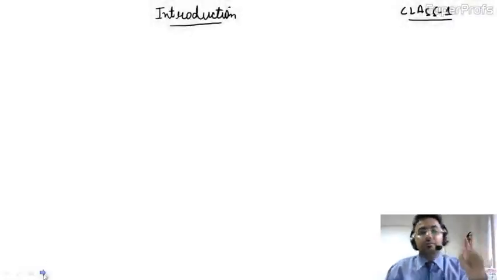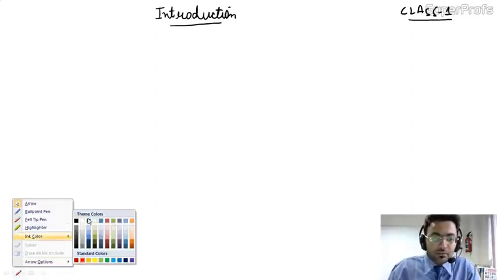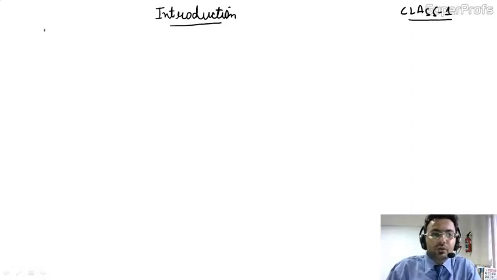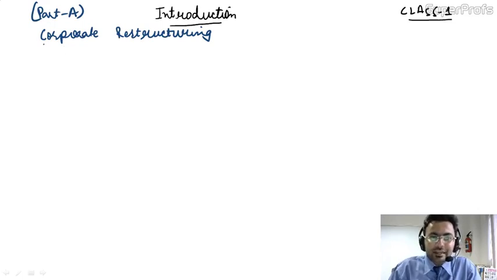So what was that? Let me try so that you people can remember the meaning. We are going to start with corporate restructuring. That means part A. We'll be finishing part A first, and after that we'll be proceeding towards the next part, that is part B, and then part C. Corporate restructuring basically has two words, corporate and restructuring.